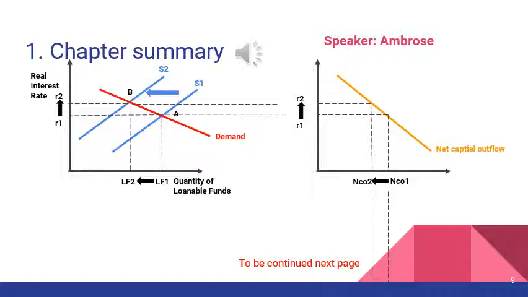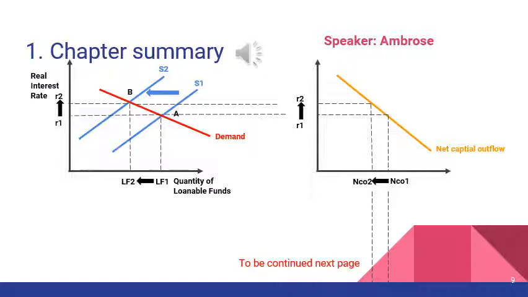Now, let's look at the graph. When the government runs a budget deficit, it reduces the supply of loanable funds from S1 to S2 in the first graph. And then the interest rate will rise from R1 to R2 in order to balance the supply and demand for the loanable funds. After that, the same result will move on to the second graph, as you can see on the right.